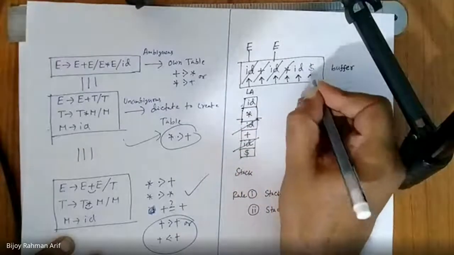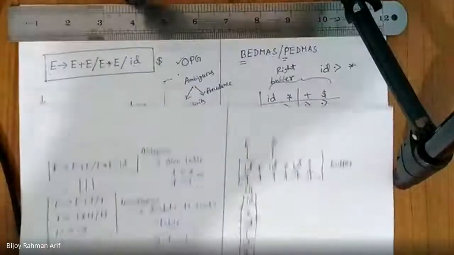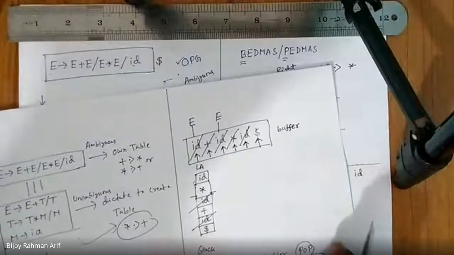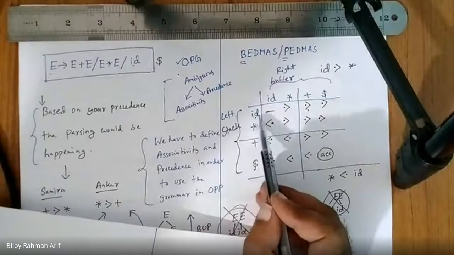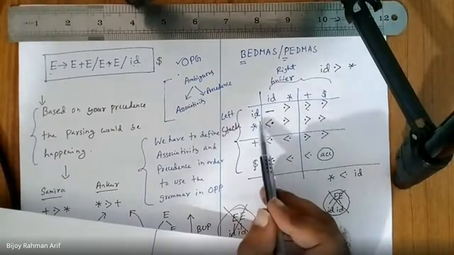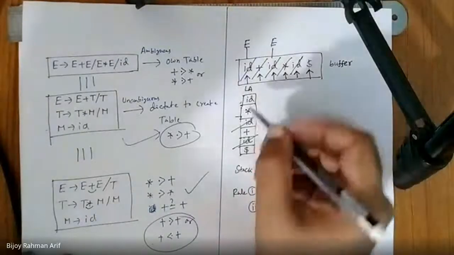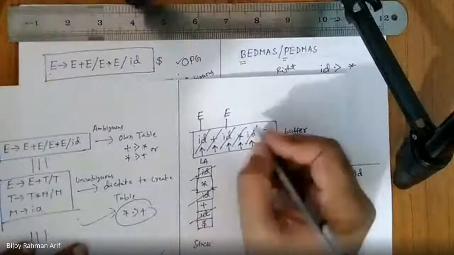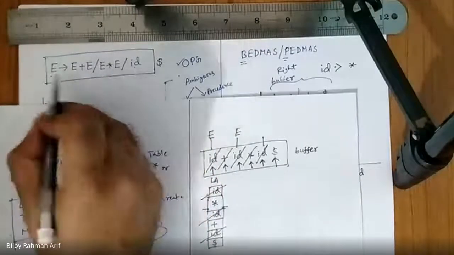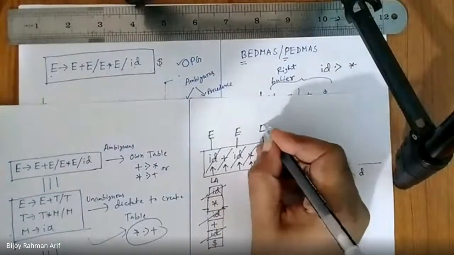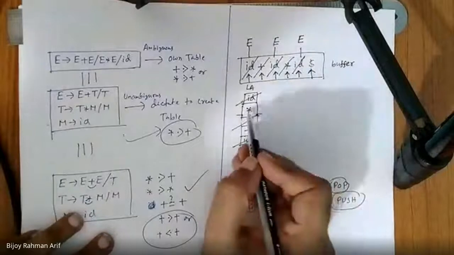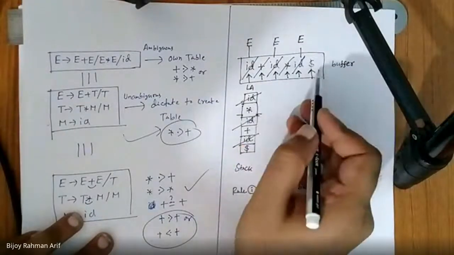Now, stack entry is ID. Buffer entry is dollar. What are we going to do? ID is bigger, so we are going to pop this ID. There is only one rule: this ID can become E. It becomes E. Now we have stack star and buffer dollar.